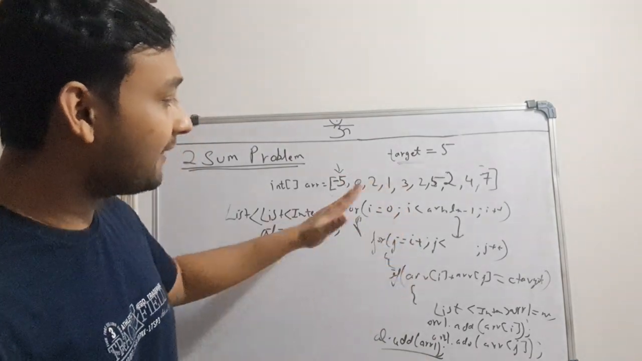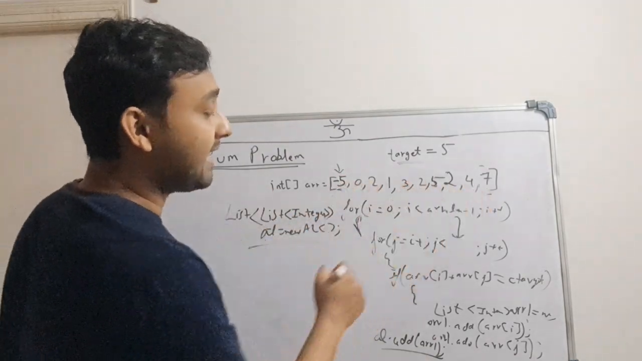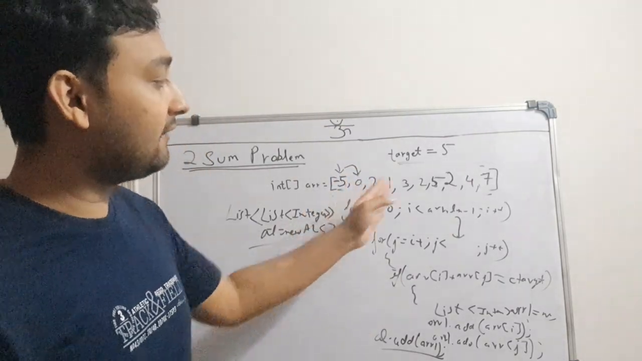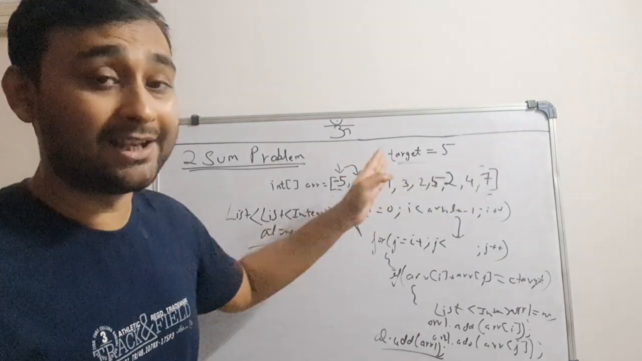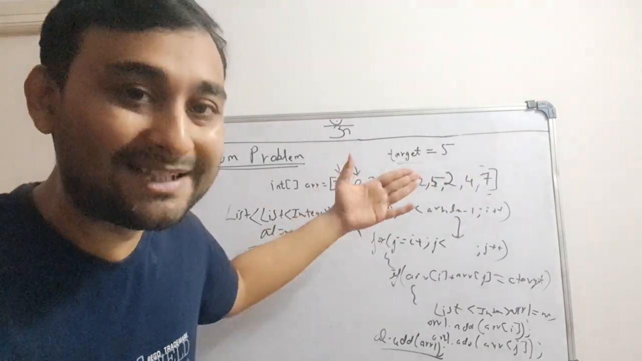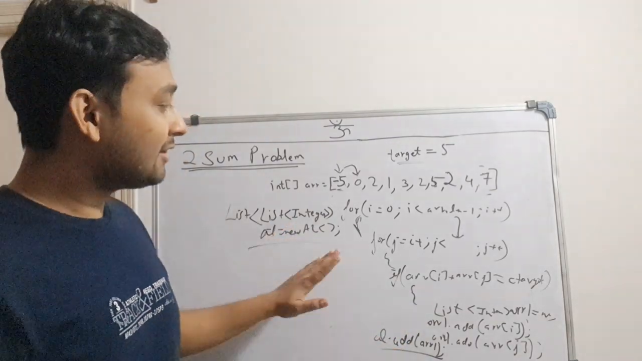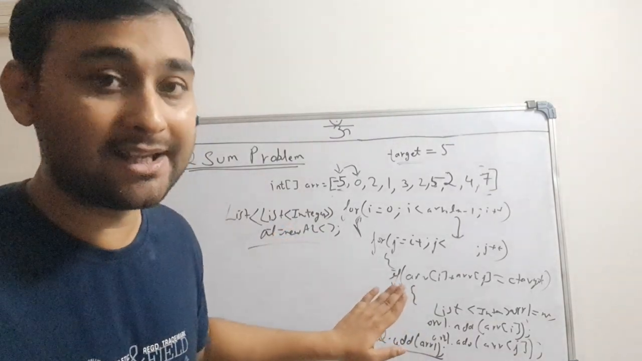There will be two for loops. One goes from this position to the last, and another for loop will start from the next position of i, that is i plus 1, and go till the last. We will keep checking if there are any two numbers whose sum is equal to the target or not. If it is found, just add it and return it. But here the time complexity is very high.